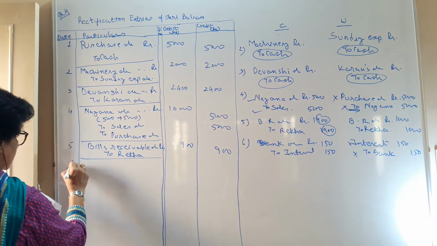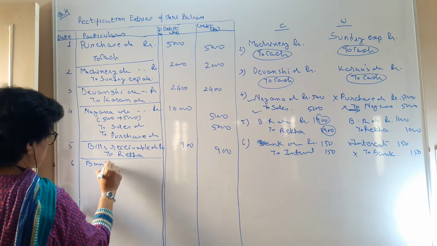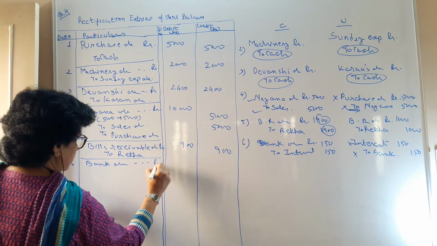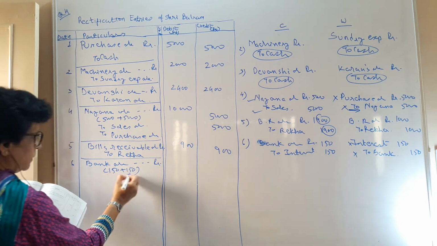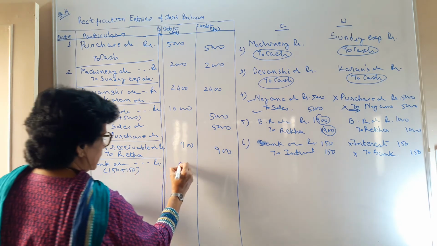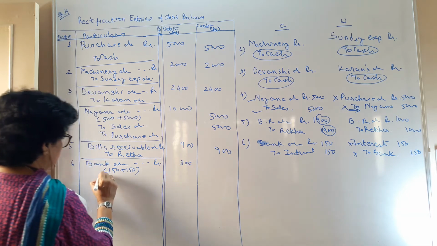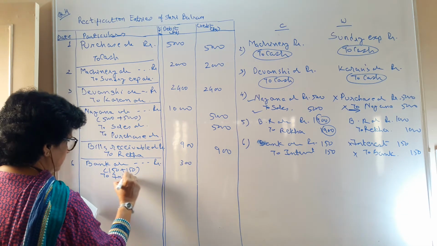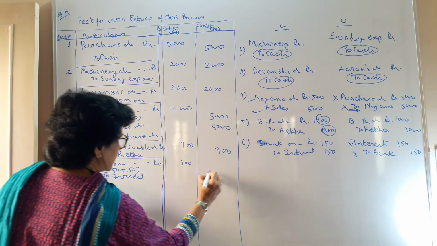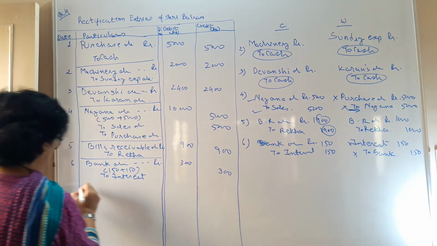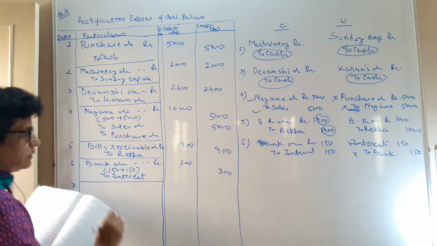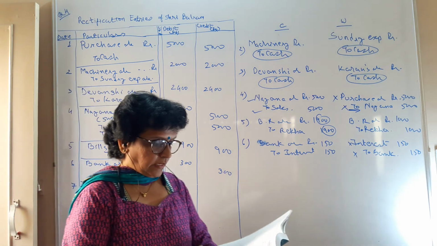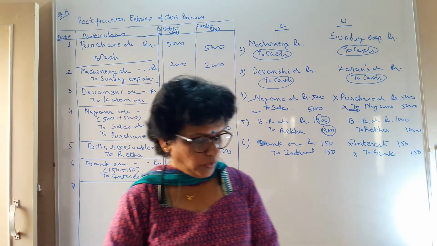So 6th journal entry, bank account debited with two figures, 150 plus 150. 150 to record and 150 to nullify. 300 to interest. Interest 300. Being rectification entry for wrongly recorded interest on the credit side in cash book.